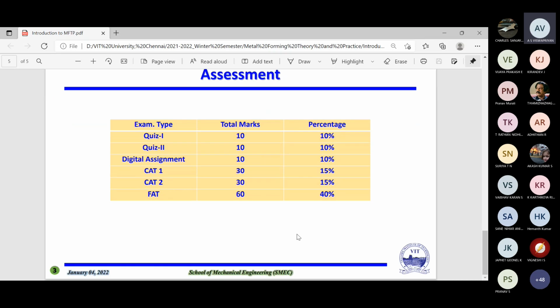If you have any question, you can ask me. Anyone, if you have any question, you can ask. Is the assessment comfortable? Yes.